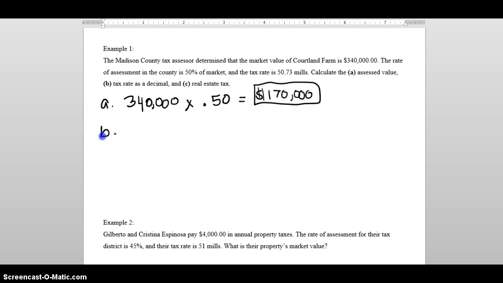Part B, to find the tax rate as a decimal, we're going to take our mills, this 50.73, and since 1 mill is equal to 1/1000th, we're going to divide by 1,000, which will give us a tax rate of 0.05073.